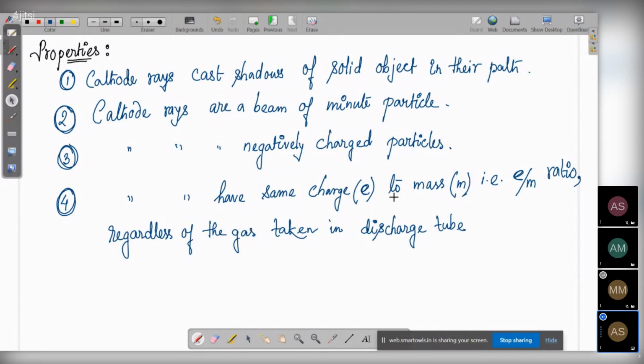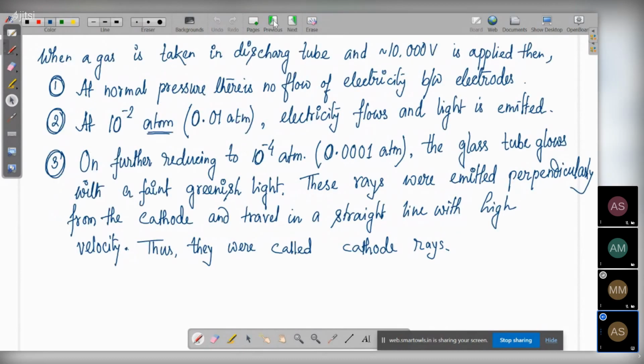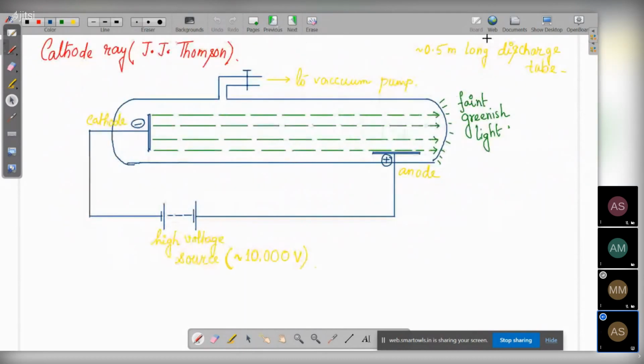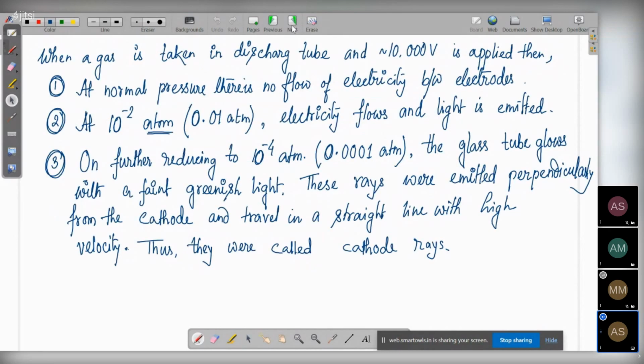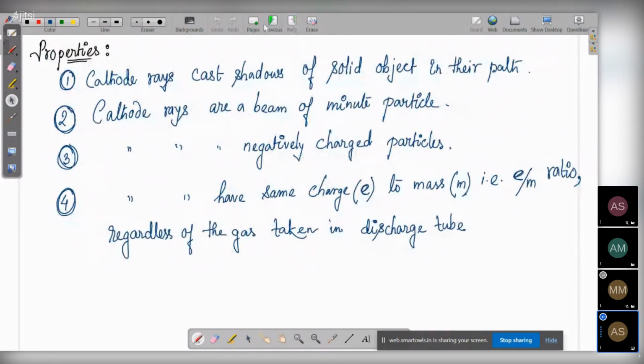So the charge and mass of the cathode rays were calculated. By different experiments, the charge and the mass of the cathode rays were calculated, and one such experiment is known as the Millikan oil drop experiment. So he found that when he took the ratio of the charge and the mass, it was constant. It doesn't matter what gas I am taking inside the discharge tube, whether helium or sodium or cesium, gallium, anything. The e by m ratio is constant for whatever gas is taken inside the tube. So these are the properties of cathode rays.